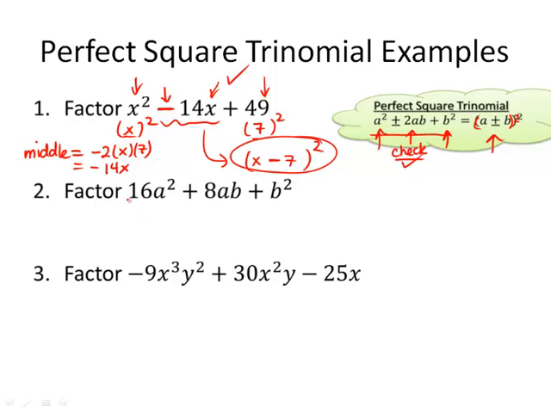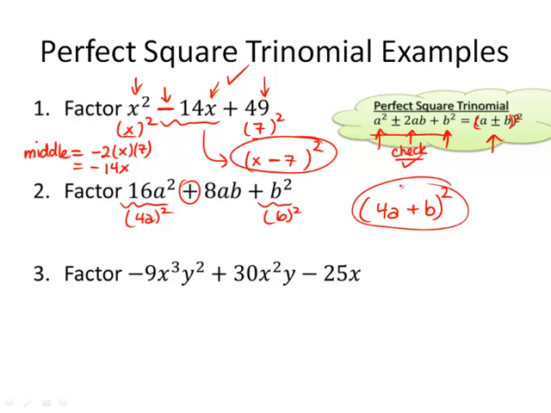Alright, let's try the next one. This looks like we have a perfect square at the beginning and the end. So let's just look at those. That would be 4a squared, and this would be b squared. So it should give us 4a, and the middle term there is a positive 4a plus b squared. It should be this answer, but let's just check the middle term.